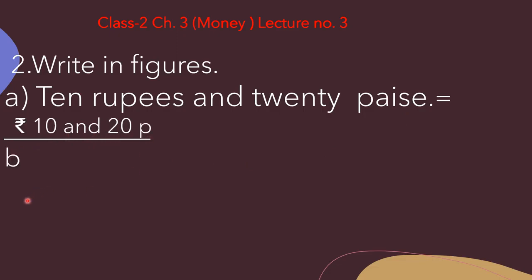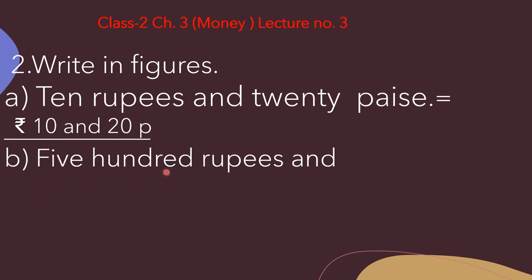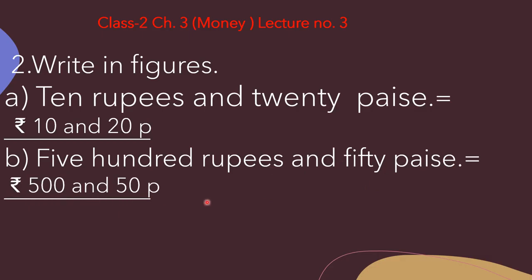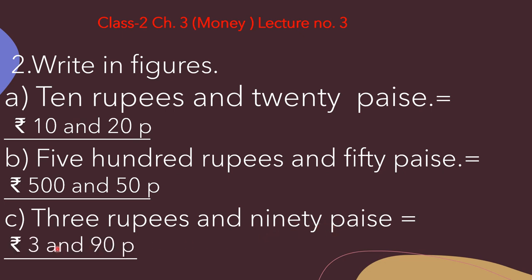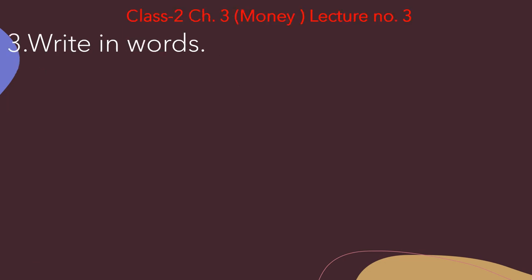Understood? Now B part. Here it is given 500 rupees and 50 paise. So first of all here we will write rupees 500 and 50 paise. Understood? So whenever you want to write it in figures, you have to write like this. Now in C part, 3 rupees and 90 paise. Now beta here we have given 3 rupees. So first of all we will write rupees 3 and 90 paise like this. Understood?